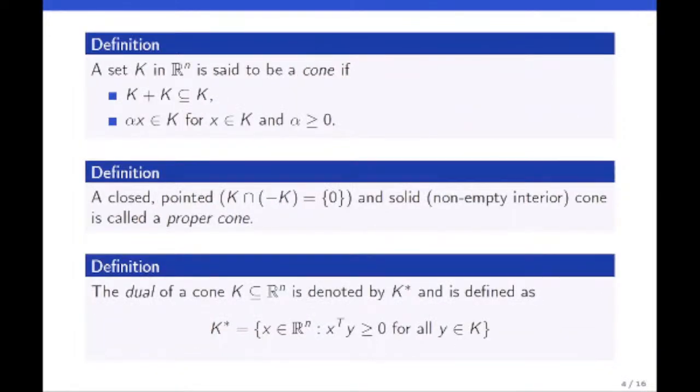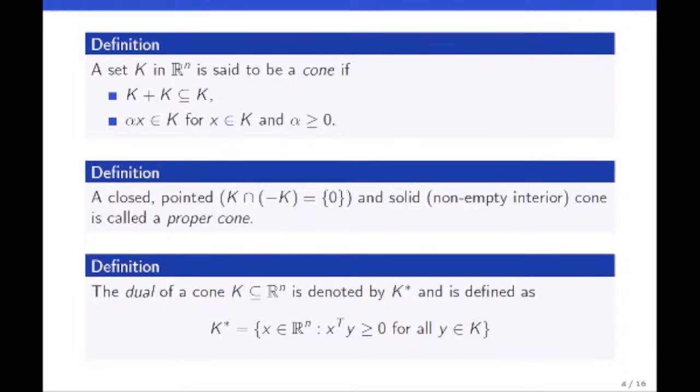Now, let us look at some basic definitions, starting with the definition of a cone. A set K in R^n is said to be a cone if K plus K is a subset of K, and for every vector x in K and non-negative scalar alpha, alpha x is also in K. The next definition is of a proper cone. Closed, pointed, and solid cones are called proper cones. Here, pointed means K intersection minus K is the zero set, and solid means it has a non-empty interior.